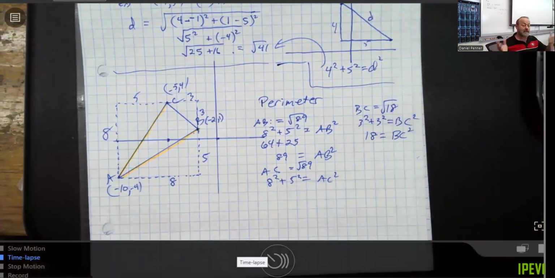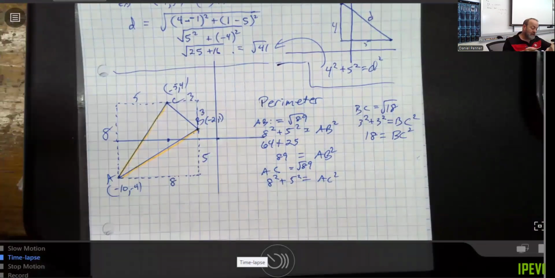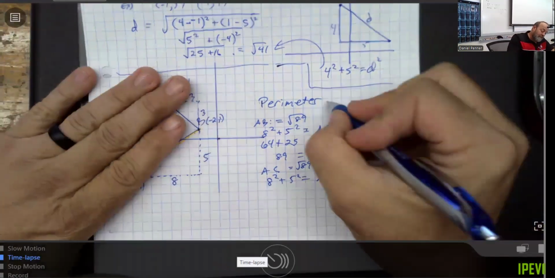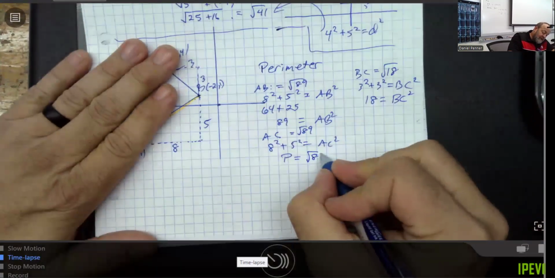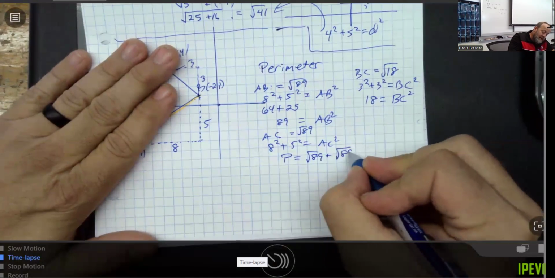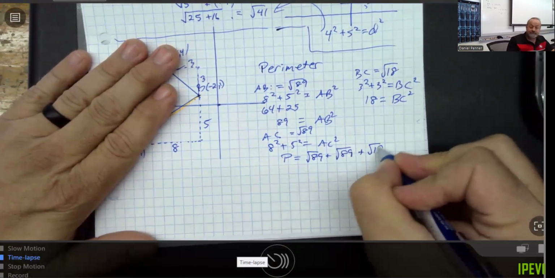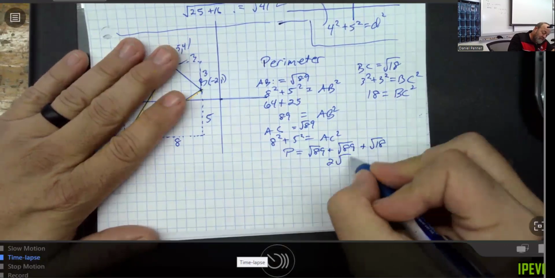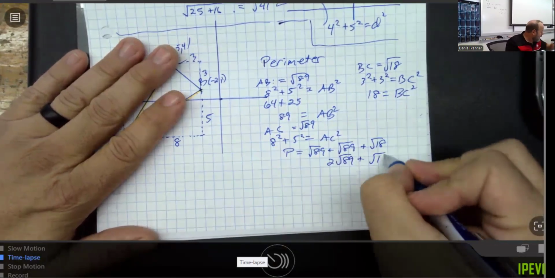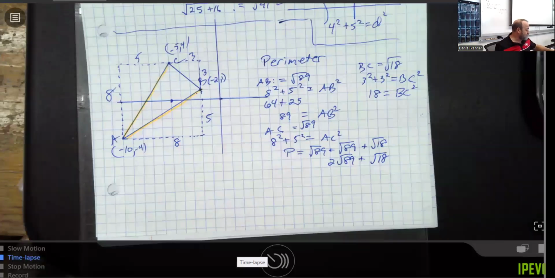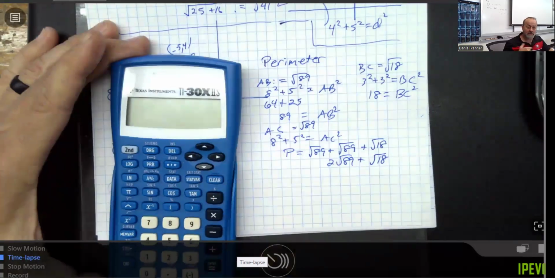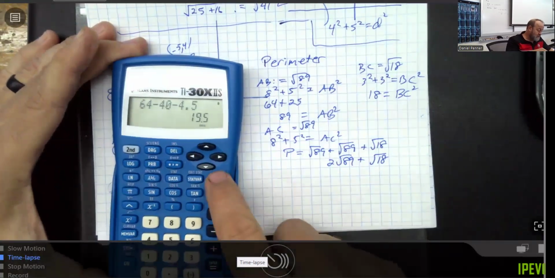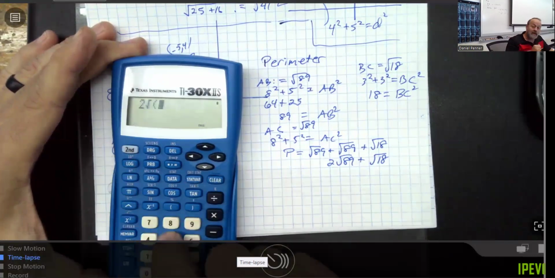So keep in mind, I'm not done because it didn't ask me what each side was. It asked me for the perimeter. So my perimeter would be root 89 plus root 89 plus root 18. Or we could say 2 roots of 89 plus root 18, which again, is not an answer that most people feel super comfy with because it's hard to really know what that means. And so a lot of times people would choose to do something like this: 2 roots of 89 plus the square root of 18.